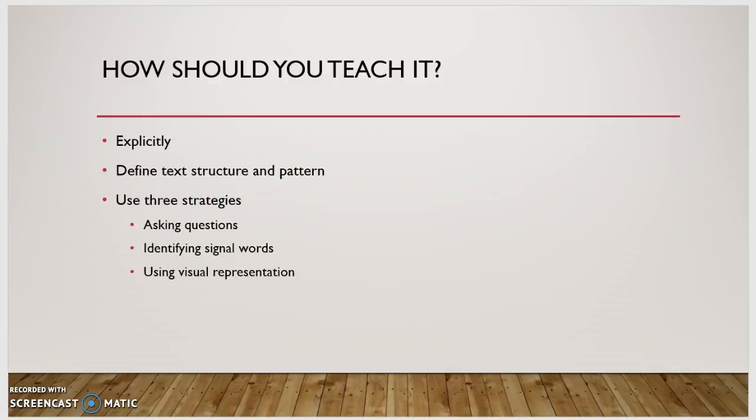How should you teach it? An article that I read over cause and effect said that you should teach it explicitly. You should define text structure and pattern when you're doing that, and then also use three strategies: asking questions, identifying signal words, and using visual representations.